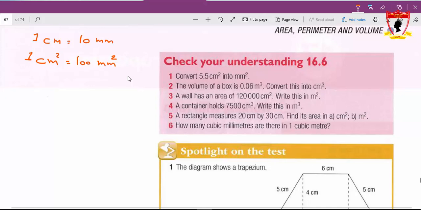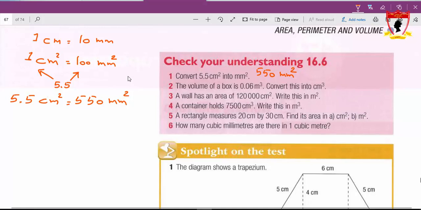To get 5.5 centimeter square, we must multiply both sides by 5.5. To create this question, and automatically we'll create the answer here. 1 times 5.5, it will be 5.5 centimeter square. And 100 times 5.5, it will be 500, and the 0.5 will be 50, which is half of 100 millimeter square. Look, 1 centimeter square is 100, so 5 centimeters something will be 500 something. So this is 550 millimeter square.